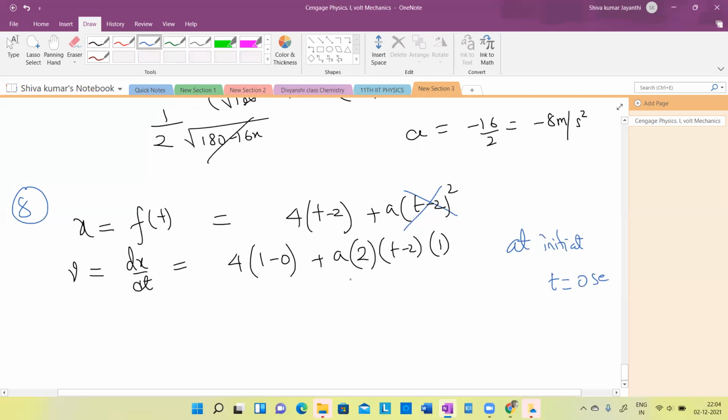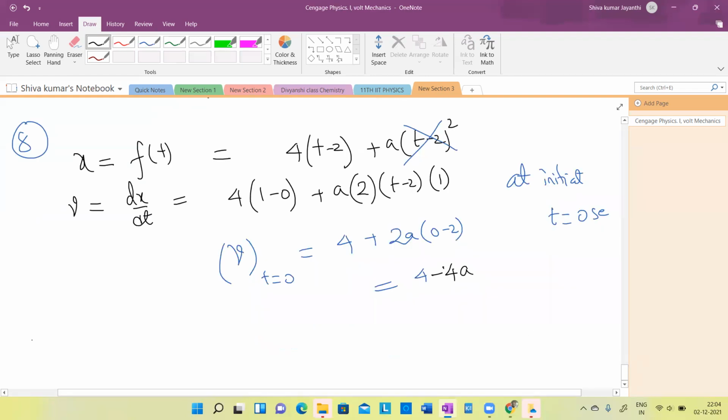Is the first option correct? No, the first option is not correct. Because V at t equal to 0 is going to give you 4 plus 2a into 0 minus 2, which is 4 minus 4a. We have no idea what a is; we don't know whether it's a positive or negative number. So that's not the correct option. Option A is wrong.